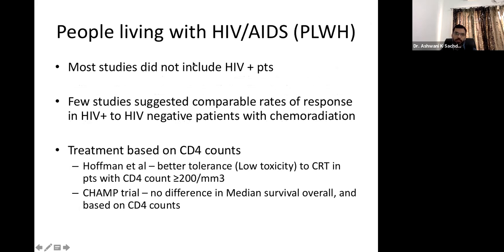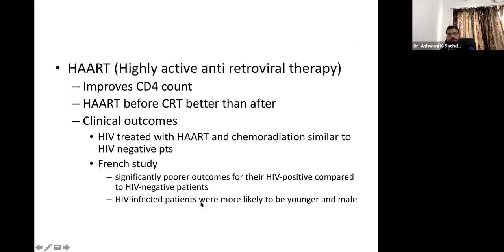People living with HIV with anal canal cancer. Most studies do not include HIV positive patients, and some people who did include them found comparable results with chemoradiation. Treatment is based on CD4 count. Hoffman et al. found low toxicity to chemoradiation in patients with CD4 count more than 200. But other trials, including the CHAMP trial, found no difference in the median overall survival based on CD4 counts, and also did not find increased toxicity in patients with lower CD4 counts.